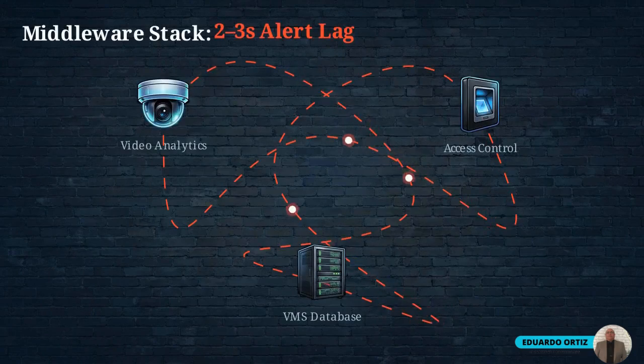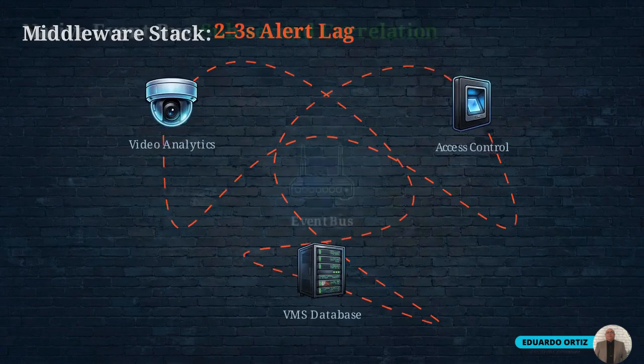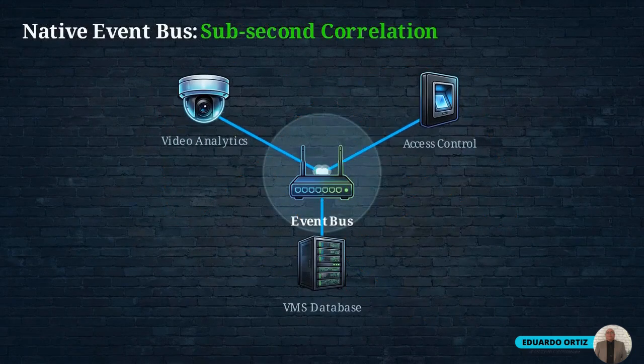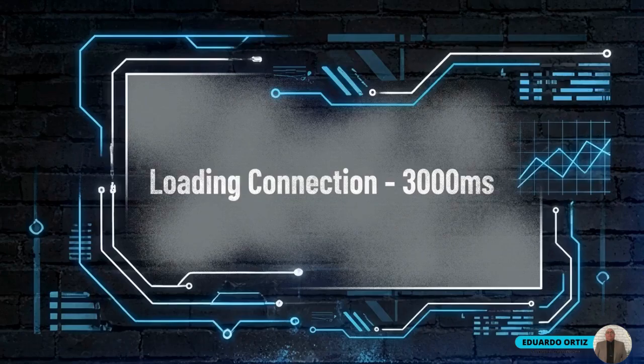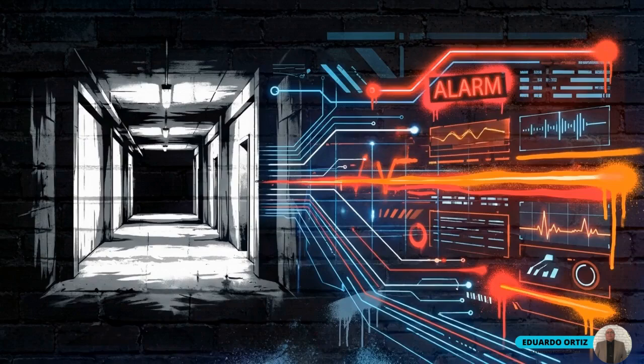Instead of pushing data through a tangled web of API bridges or middleware, the query routes directly into a native event bus. This centralized hub connects disparate systems, like access control and video analytics, natively. API middleware often creates a 2 to 3 second alert lag. When dealing with dozens of cameras and high-priority incidents, that delay causes systems to display alerts after the visual evidence has already passed. A native event bus eliminates that lag.